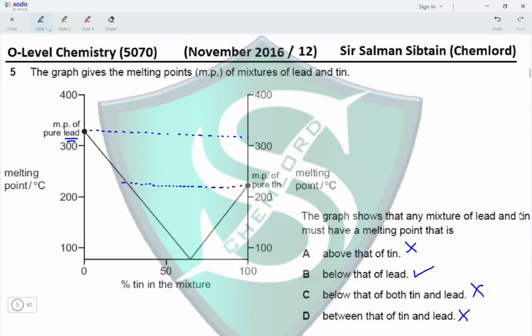No. So mixtures have melting points that range anywhere below the melting point of lead, and the melting point of tin comes in between. There is no specific use of the melting point of tin here because all of them have a melting point lesser than pure lead. Therefore, the correct option for this question is option B.